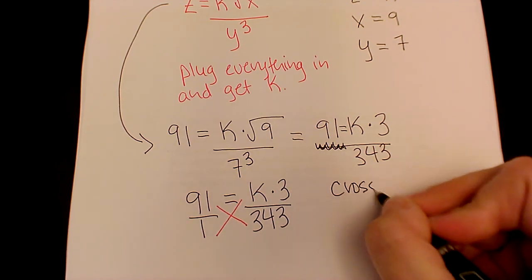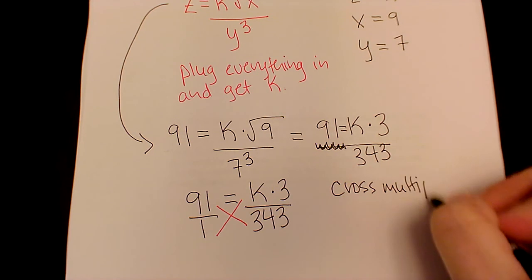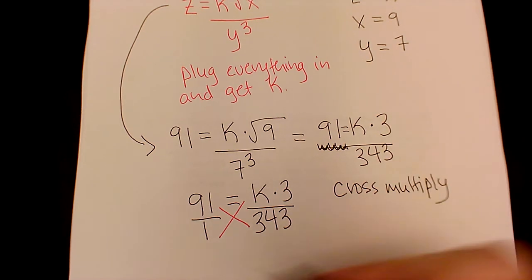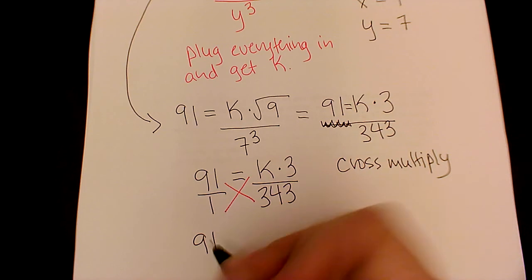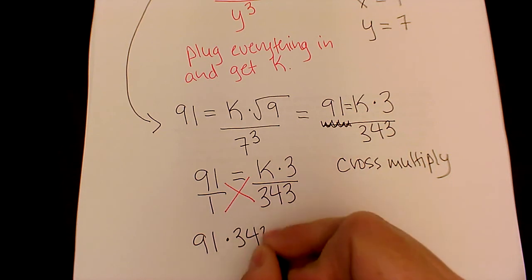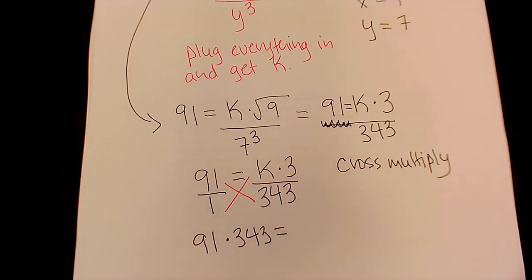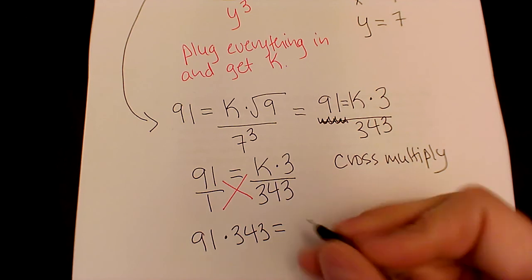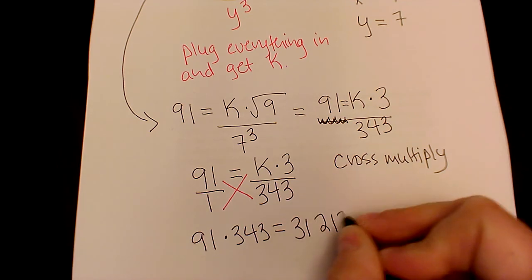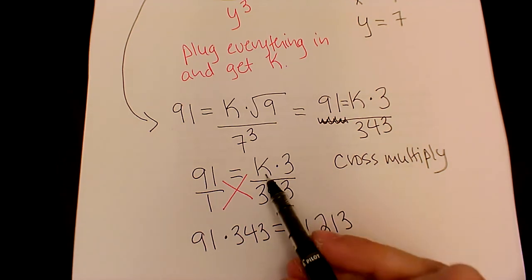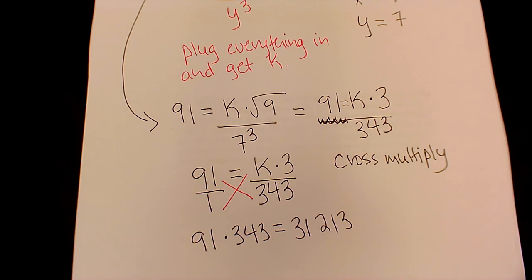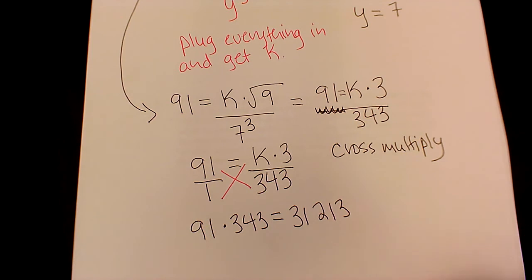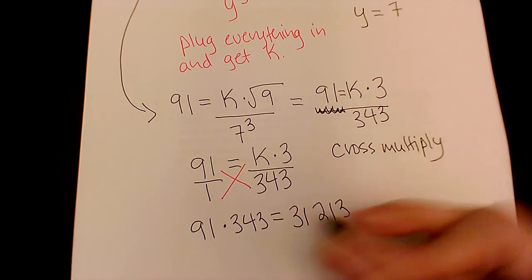And I know you've done that before in 90. So I'm going to take 91 times 343. And when I punch that in, I'm going to get 31213. And k times 3 is just k3, or we like to say in math 3k. And 3k times 1 is just 3k.